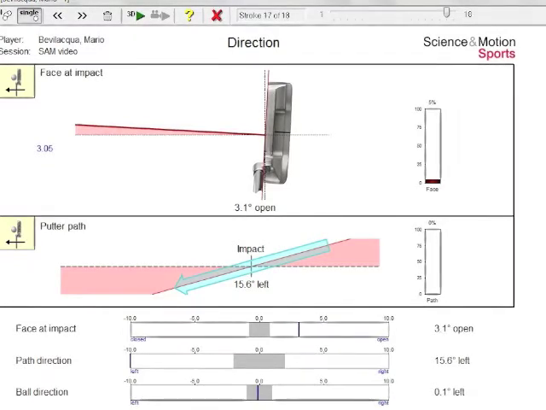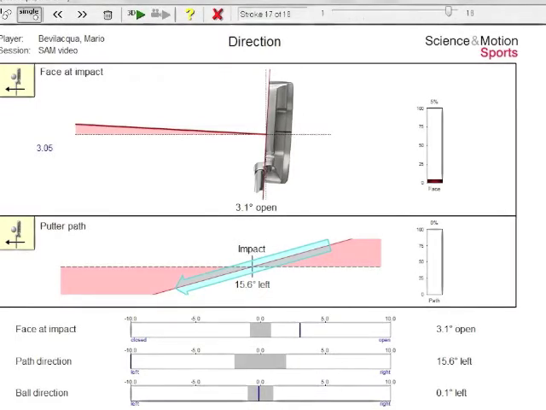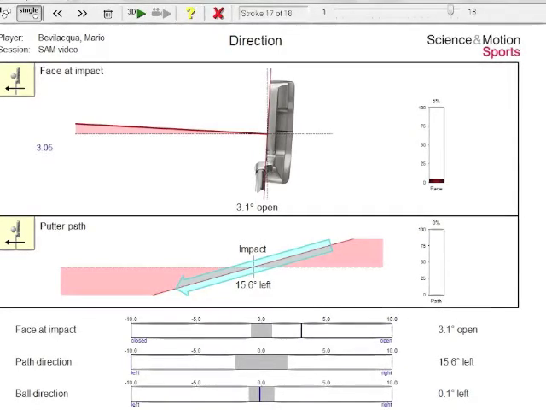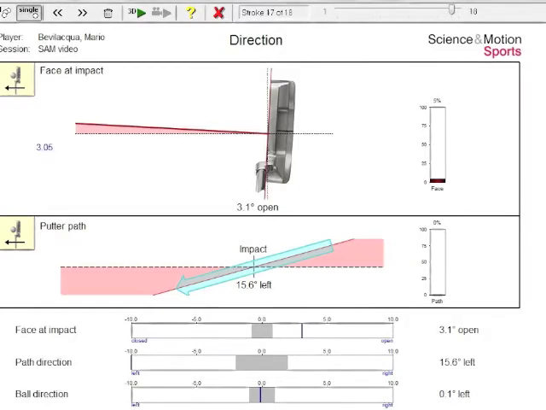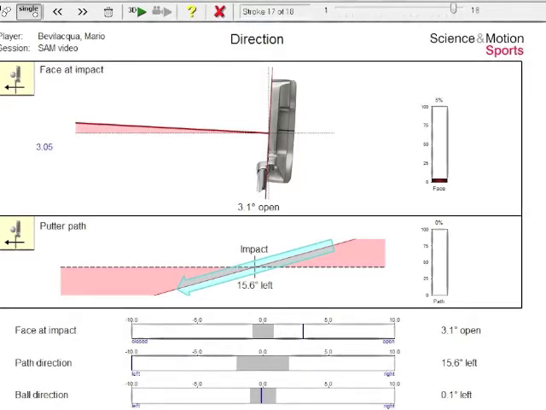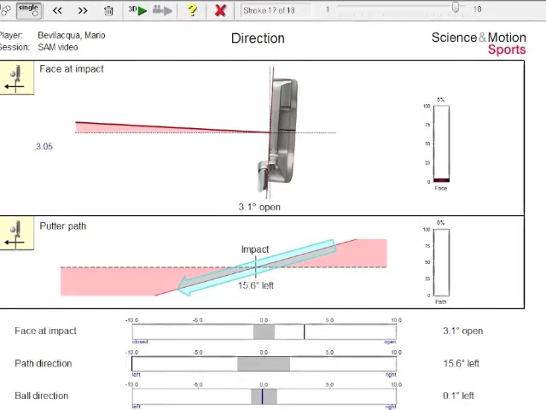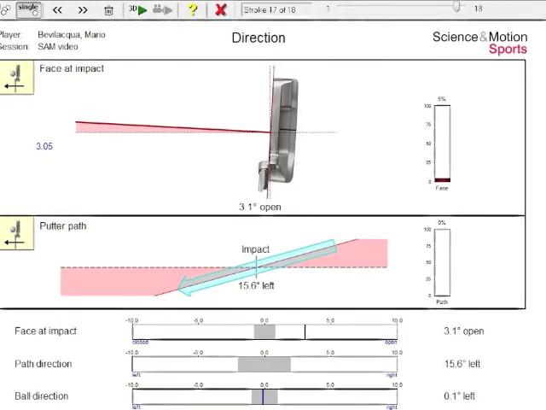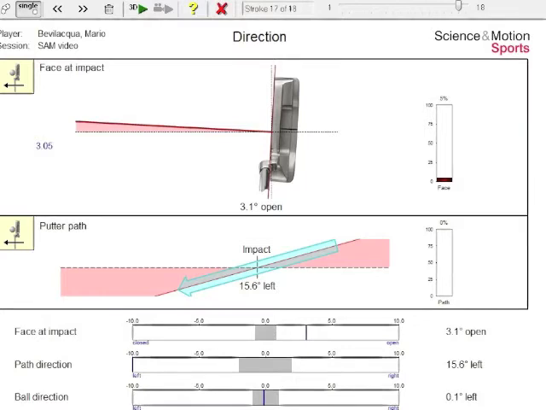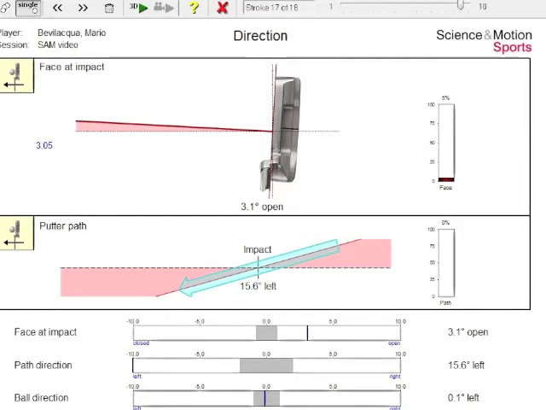So you're probably asking yourself, how is that possible? By utilizing SAM, we've learned that the ball's initial start direction is determined primarily by the club face angle, as we mentioned earlier, to the tune of about 83% club face and 17% path. The face at impact was 3.1 degrees to the right, so we take 83% of that number, and with a path of 15.6 degrees to the left, we take only 17% of that number. Combine those two together and you get the ball launch direction, which you can see on the report is only 0.1 degrees to the left.